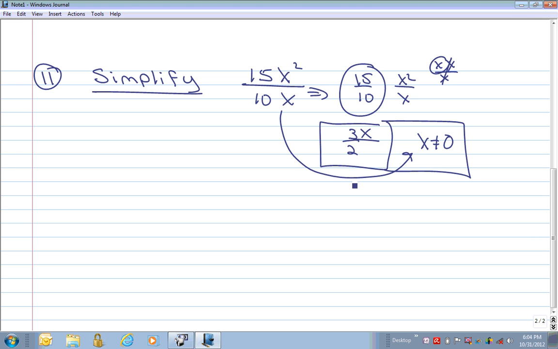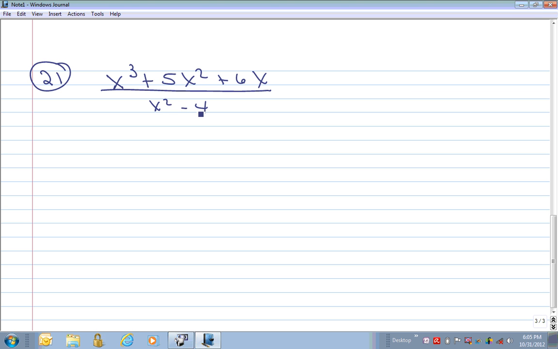We're still simplifying, and this is going to be problem number 21. I'm going to go ahead and just get a clean page. It'll make it easier for us to see. Problem number 21, but we are continuing to simplify. The problem we're given is x cubed plus 5x squared plus 6x, and we're going to divide that by x squared minus 4.